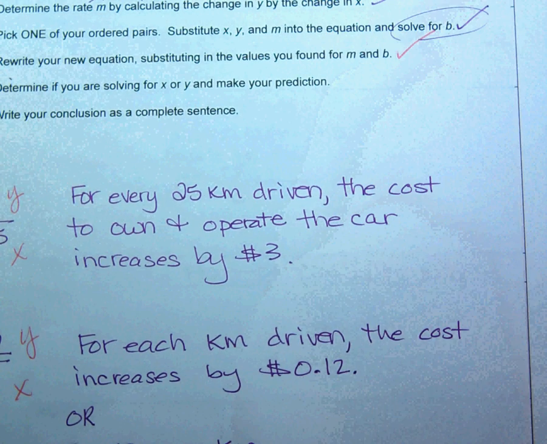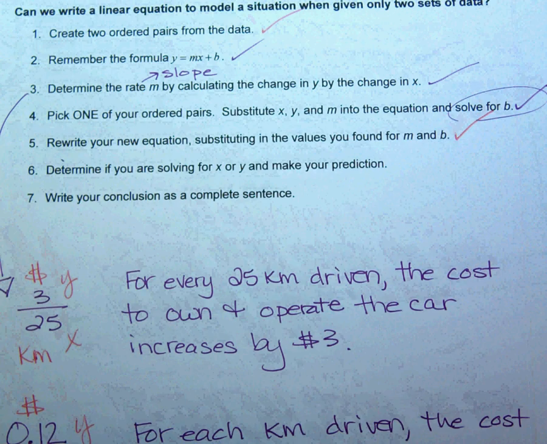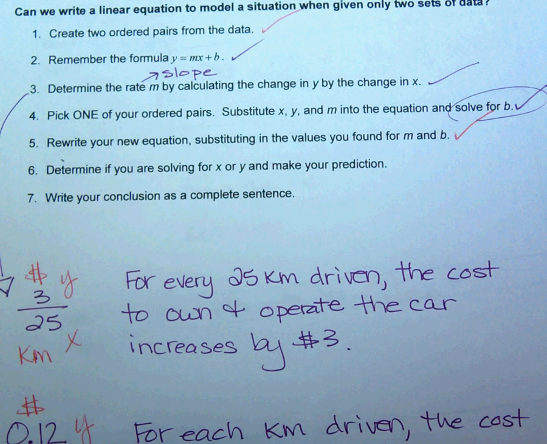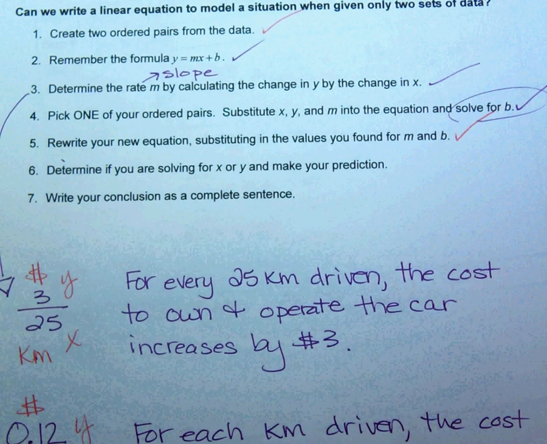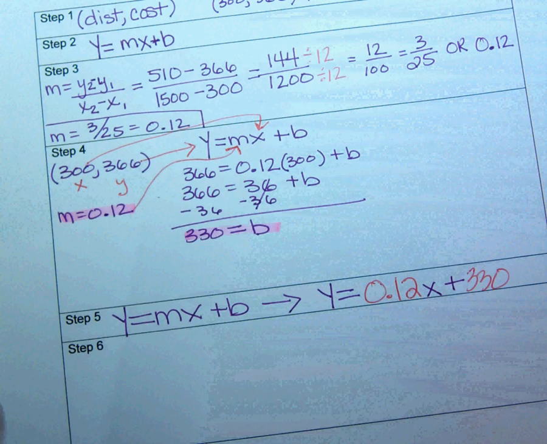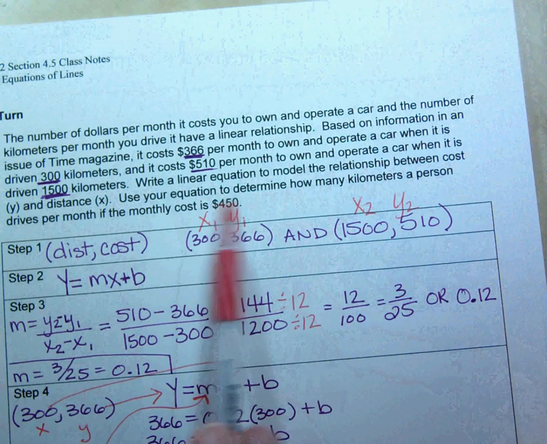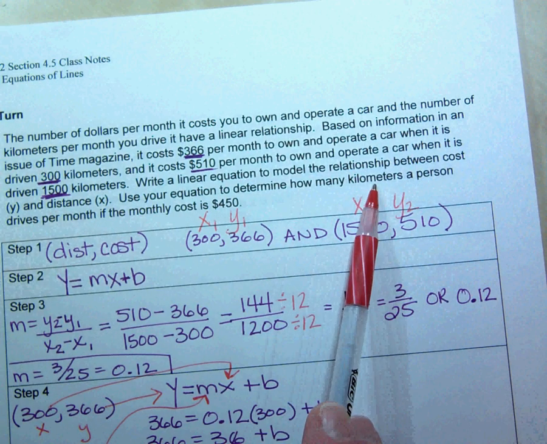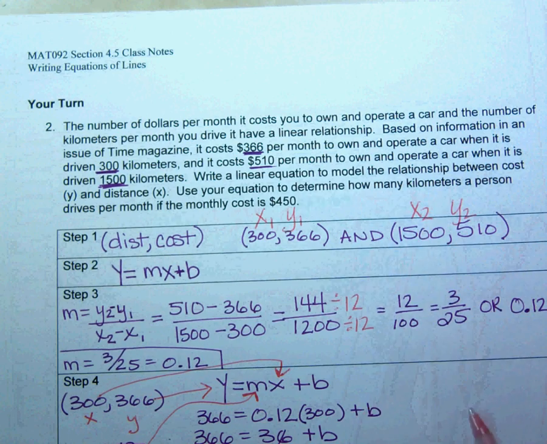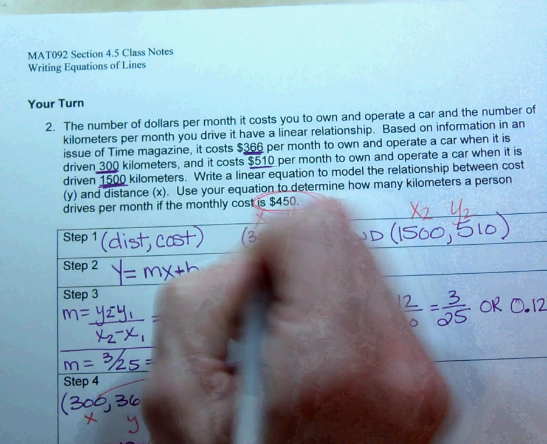Okay, so we wrote our new equation. Step 6 says determine if you're solving for x or y and make your prediction. So let's go back up to the question. It says use your equation to determine how many kilometers a person drives if the monthly cost is $4.50.